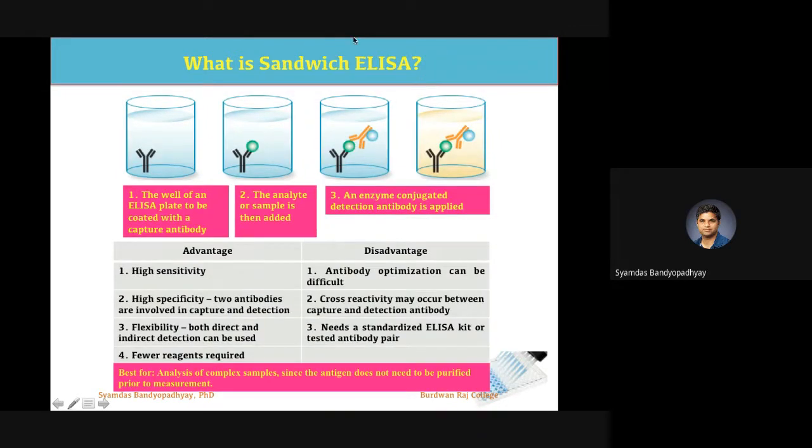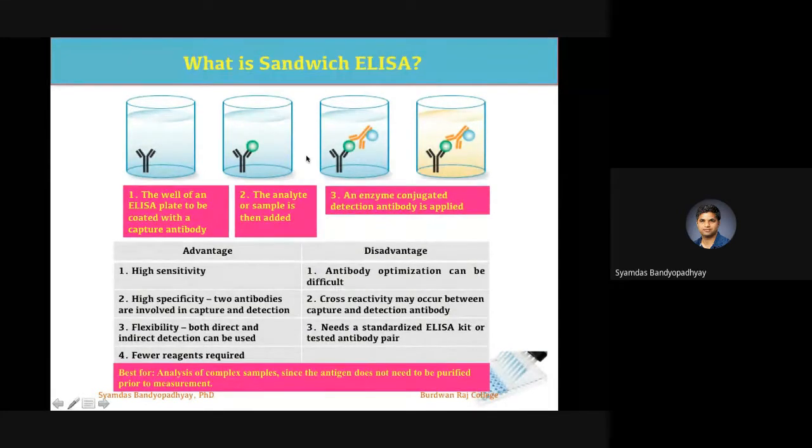Now we'll come to the sandwich ELISA. Perhaps you all know about the sandwich, right? Here, in the first step, you first use a capture antibody and let it adsorb onto the walls of this microplate well, right? Individual well. So this is your capture antibody. We call it capture antibody. Then you add the sample in which you are expecting your antigen to be present. So this capture antibody, if it is specific for this antigen, will bind with this antigen.